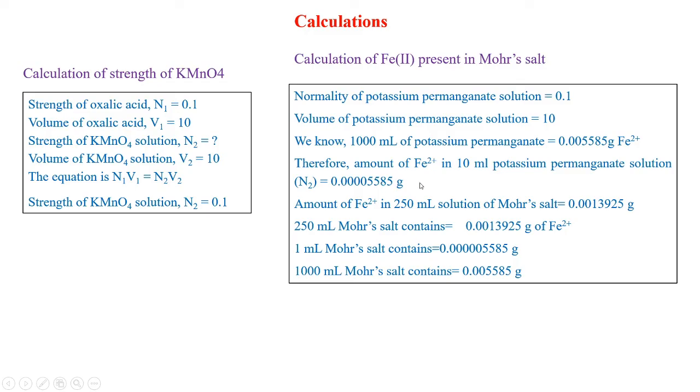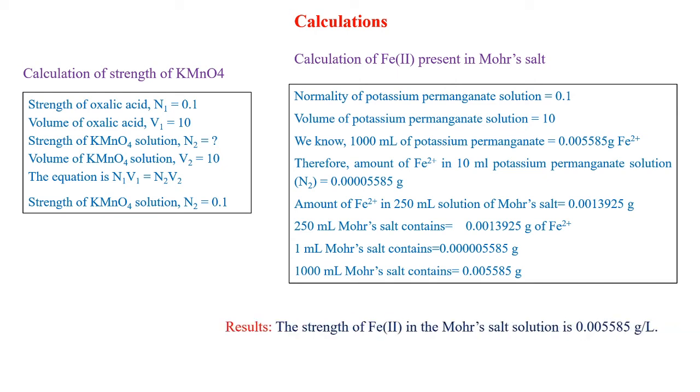0.00005585 gram of iron. Therefore in 250 ml solution we get 0.001392 gram of iron. Therefore in 1000 ml Mohor salt contains 0.005585 gram iron. So at last we get the result. That means in Mohor salt the strength of iron is 0.005585 gram per liter. In this way we can calculate the amount of iron present in Mohor salt. Thank you.